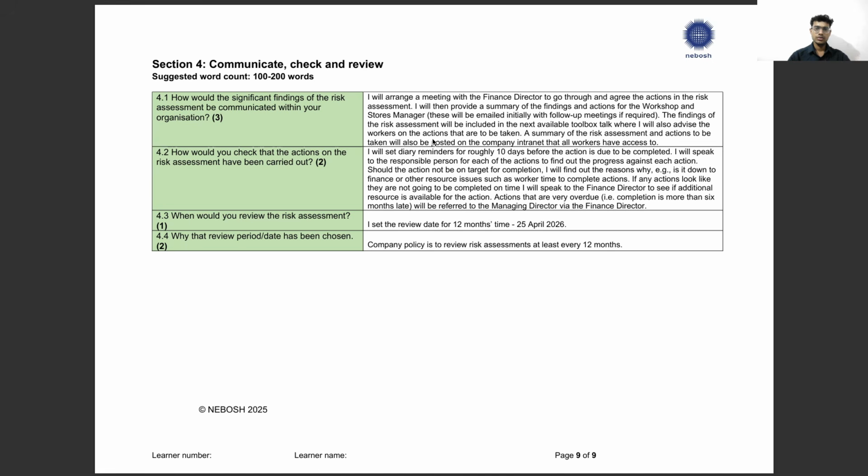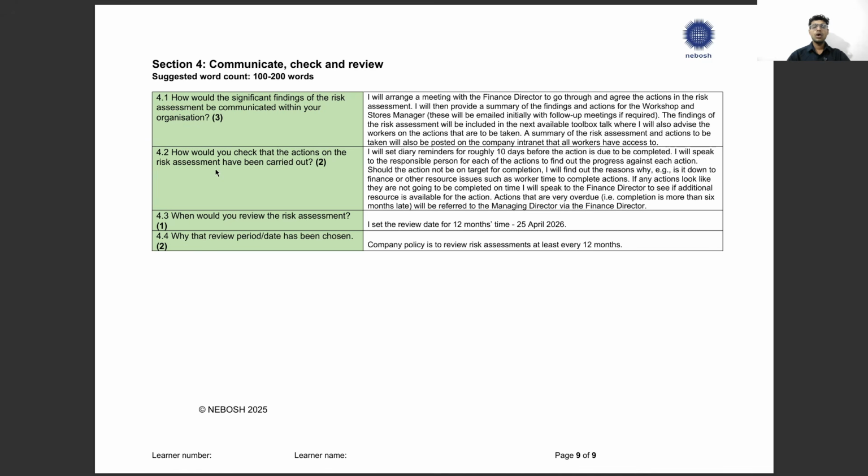Then you can give the advice for the workers, actions to be taken, and a summary of the risk assessment and action to be taken will also be posted on the company's internet that all workers have access to. Which means this risk assessment shall be put on the company's website or on the company's notice board and all these things. You have a lot of broadcasting methods, like digital media, toolbox talk, posters, videos, a lot of things are there. So you can choose that also. Emails, internet access and everything. So we should make sure that this risk assessment is actually getting to this particular team, to the organization.